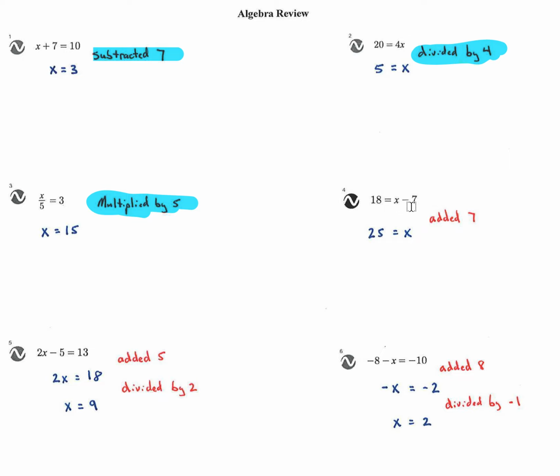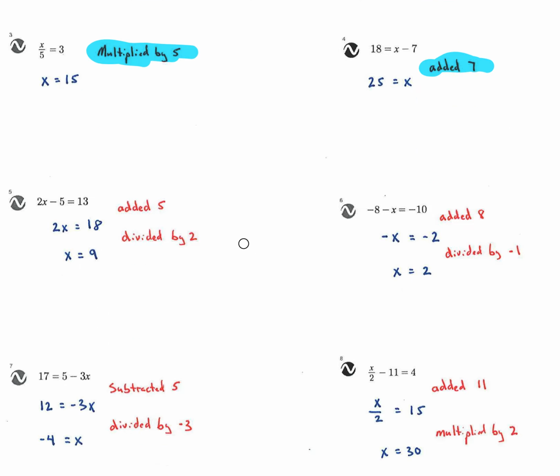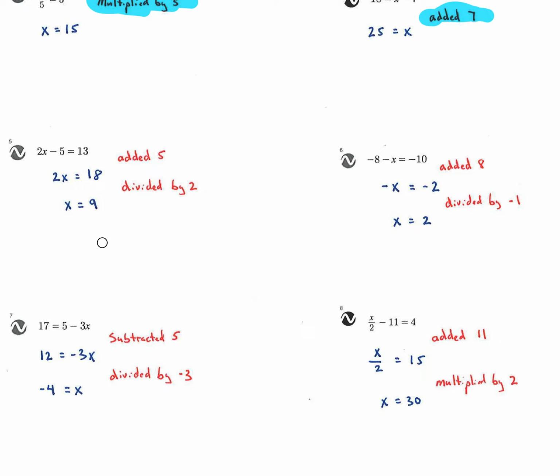18 equals x minus 7. What do I do to both sides? Well, I'm going to add 7 to both sides. I want to get x by itself, and this is a minus 7. I want to add 7. That will move the minus 7 to the left side of the equation and make it 25, right? 18 plus 7.